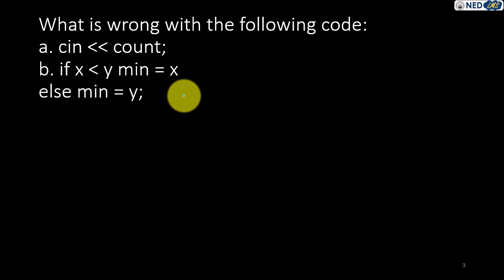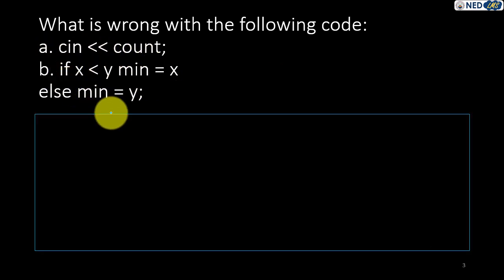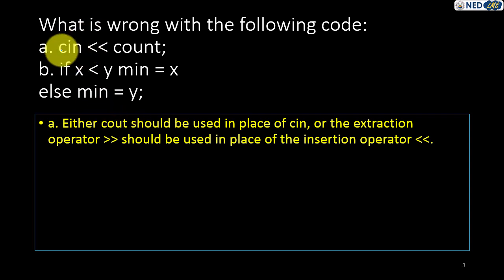What is wrong with the following code? cin and this operator count. In part A, what we are doing is that either we should be using cout in place of cin, or the extraction operator should have been used in place of the insertion operator, which we are using here, so that is wrong.